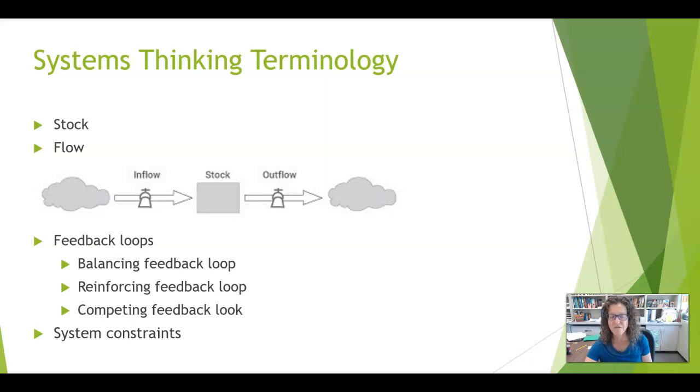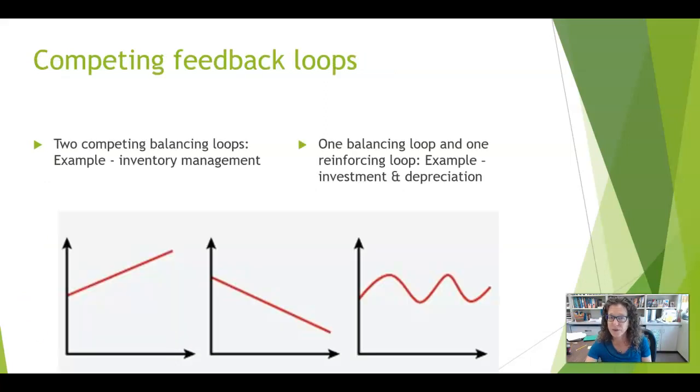Of course, we can have more than one feedback loop operating at the same time, which means we are facing a situation of competing feedback loops. Let's look at two examples of competing feedback loops. The first one consists of two competing balancing loops.